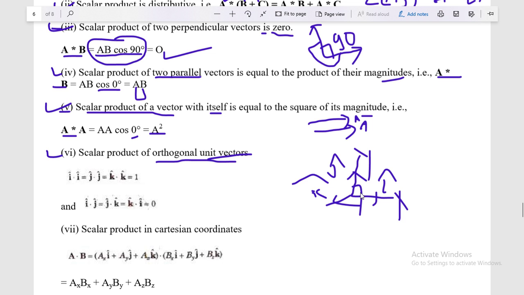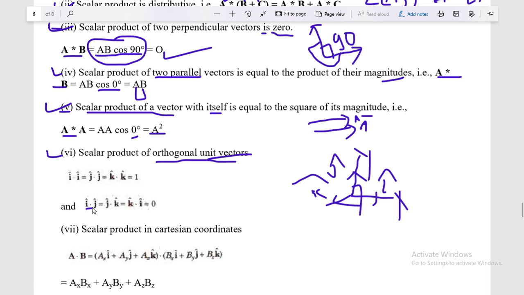It means any pair among these three are at an angle of 90 degrees. Okay, so by using these things, let us understand the dot product. So let's see here i dot j.